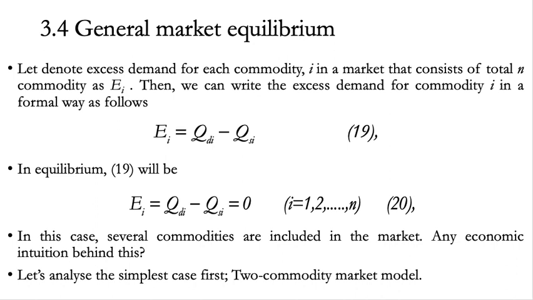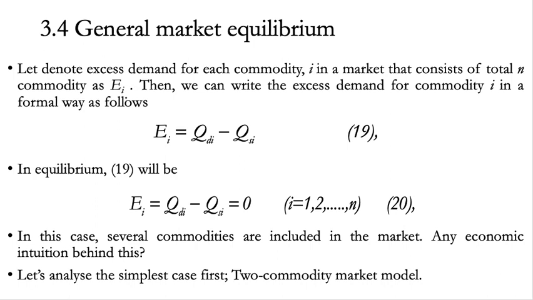Okay, so in the case of more than one commodity or product, then we call the analysis general market equilibrium. So let's say we have excess demand or excess supply in the market. Therefore, we need to show it in the form of mathematical expression. So let's say here, for each commodity we call it I. Okay, so for every commodity I, there is a market for each of them. Okay, so the total commodity I's, you sum all of them, then it consists of total N commodity. Then excess of demand is denoted as EI.